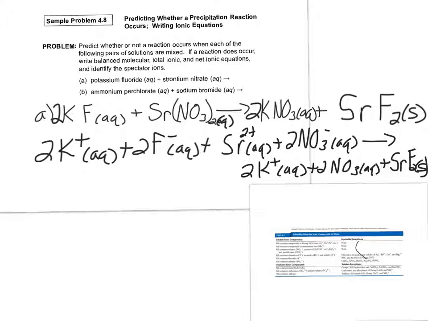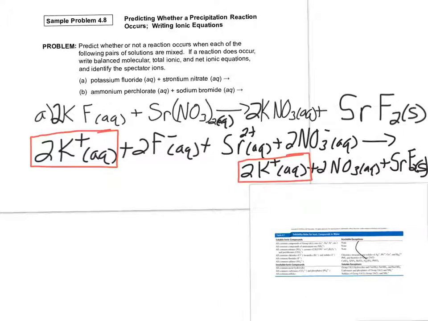Now I have to identify my spectator ions. A spectator ion is something that appears on both sides of the yield arrow in the same format, okay? So I've got 2 potassium AQs on the left of my arrow, and I've got 2 potassium AQs on the right. That's my first spectator ion.